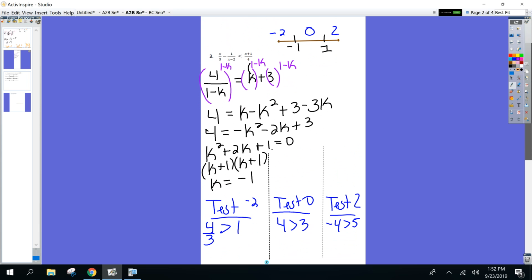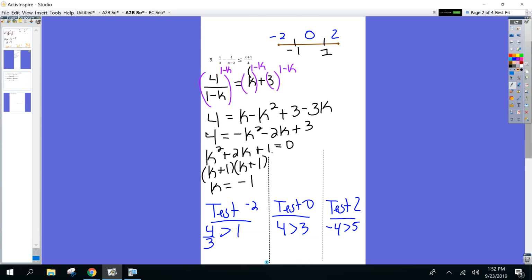Did -2 work? I thought so. I got 4/3 is greater than 1. Then it does work. Is 4/3 greater than 1? Last time I checked. Remember, 4/3 is a number, if you do it in your calculator, it's 1 point something. So it works. What about 0?